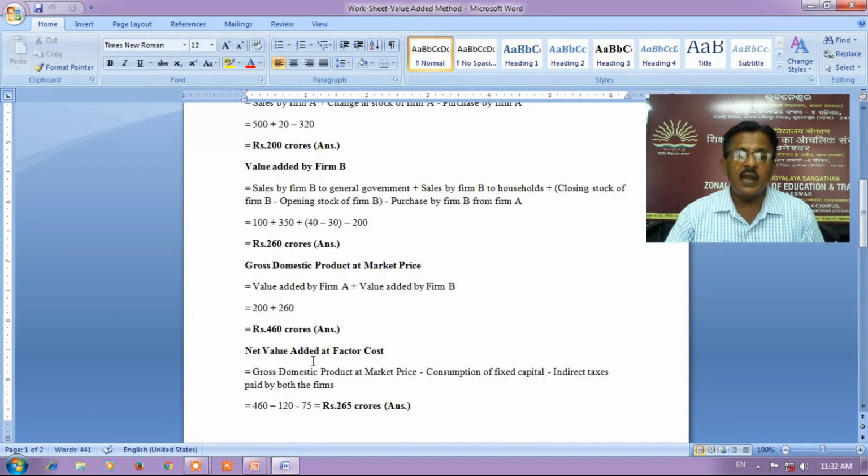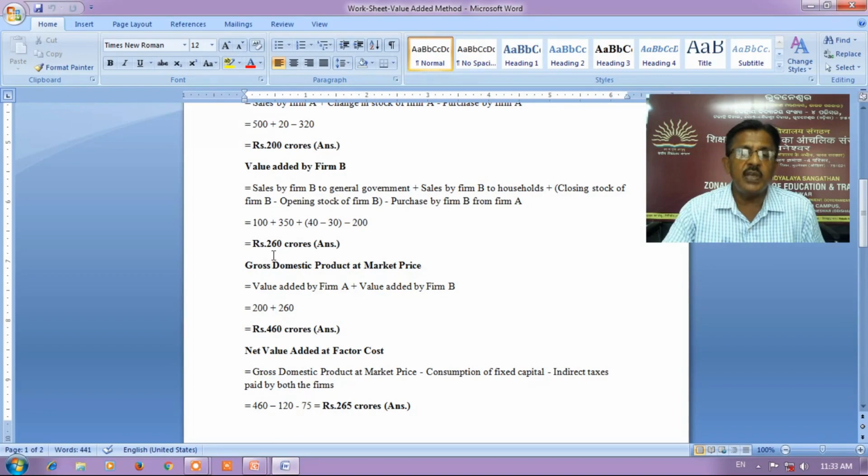Then net value added at factor cost. So what was the formula? You might have read or understood. Gross domestic product at market price, which in this example is already found out, minus depreciation, that is consumption of fixed capital. From gross, if you subtract depreciation, we get net domestic product at market price, minus net indirect taxes. Subsidy is not given, so indirect taxes minus subsidy is net indirect taxes, but here only indirect tax is given, so we subtract the indirect taxes. So the result is 265.